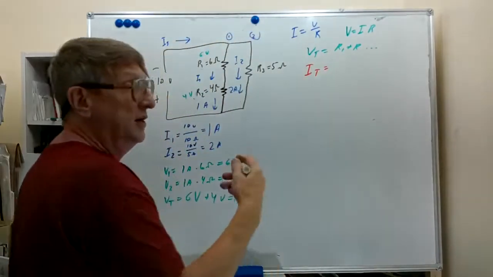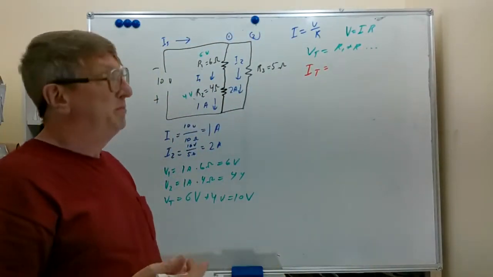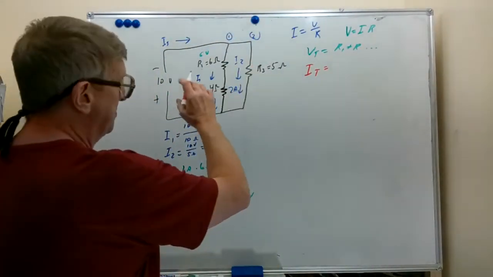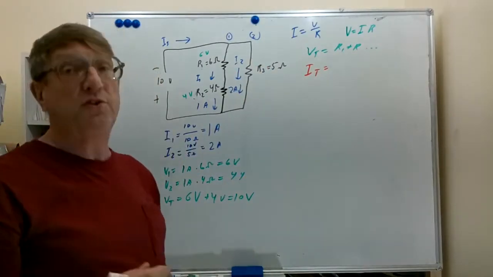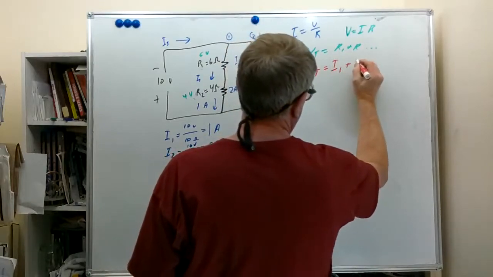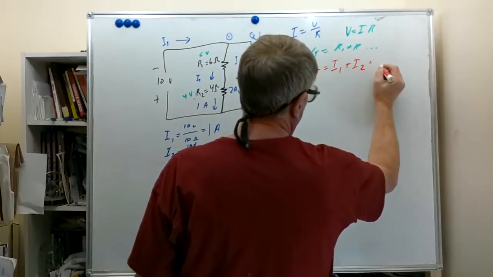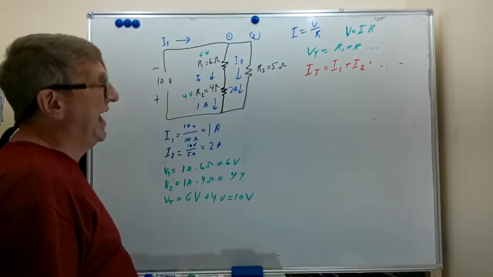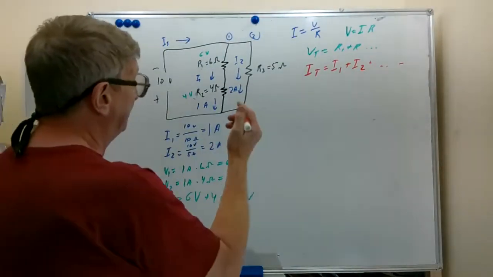And this is for, remember, I total for parallel branches. We take the main line current, or I total, which is equal to the sum of the branch currents. So we'll go I1 plus I2 on up to however many branches you might have. In this case, we only have 2.